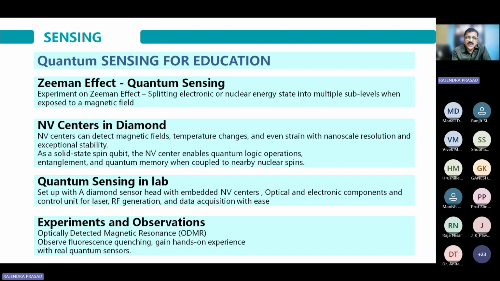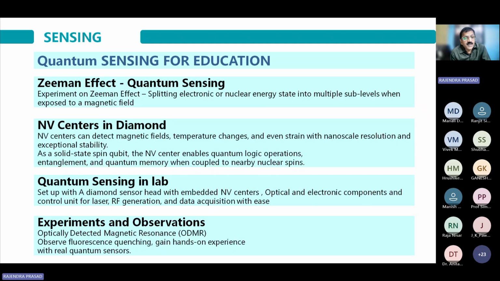So these changes could be magnetic field changes, which can be used for earthquakes, etc., minute temperature changes, and strain changes, which can be used for huge structures to understand whether corrosion is present or not, because corrosion is again a magnetic property. These are all practical applications being done. Being nanoscale, the resolution is nanoscale.